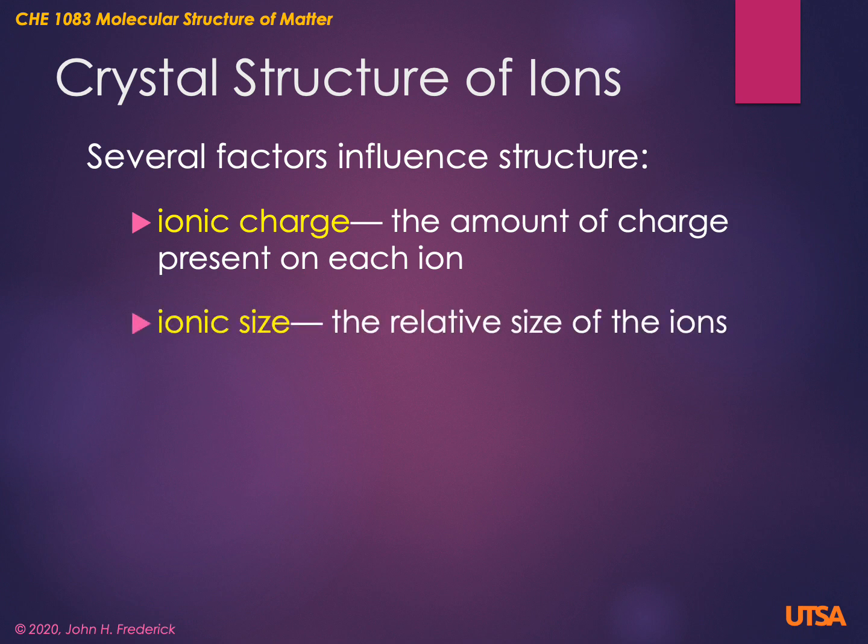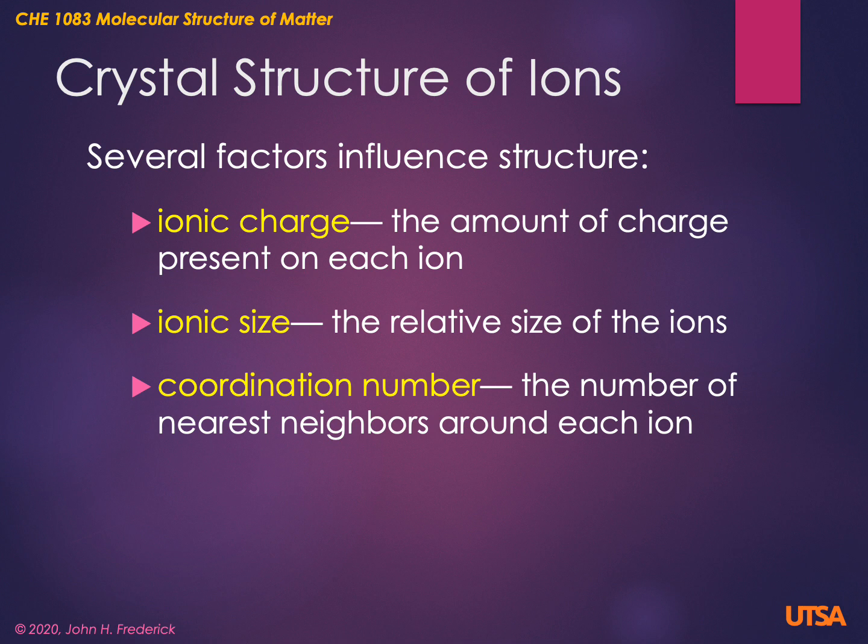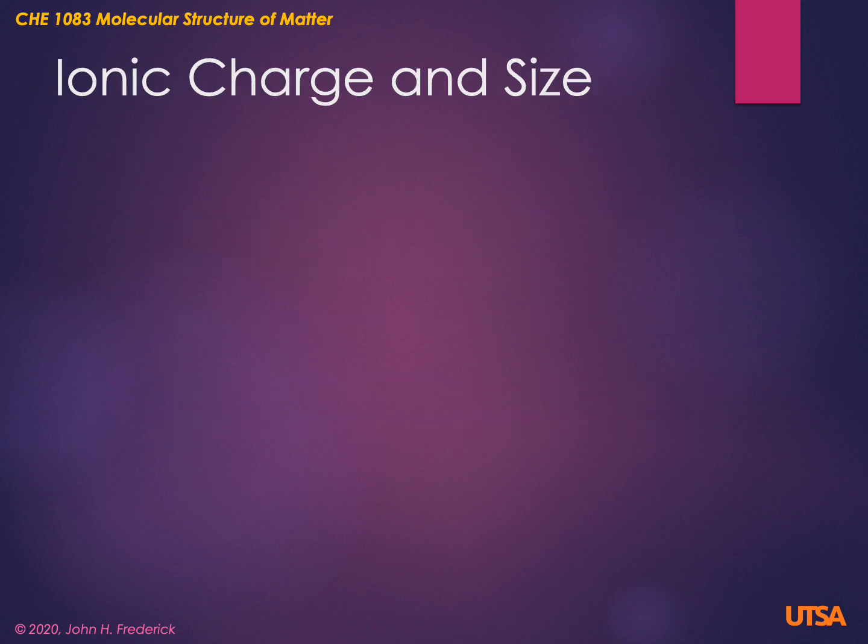We also need to worry about the size, the relative size of the two ions. Typically, we'll find that negative ions are larger than positive ions, but that's not always true either. The relative size will dictate something about the structure of these solids. We'll also be interested in the coordination number, that is to say the number of nearest neighbors around each ion, because that plays a role with the empirical formula that's created by this lattice and the structure of the lattice itself. So let's first talk about ionic charge and size.